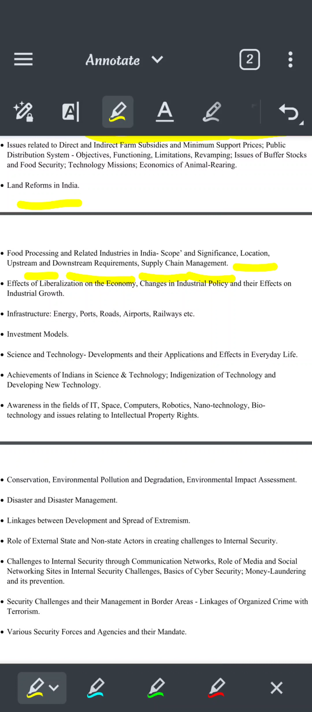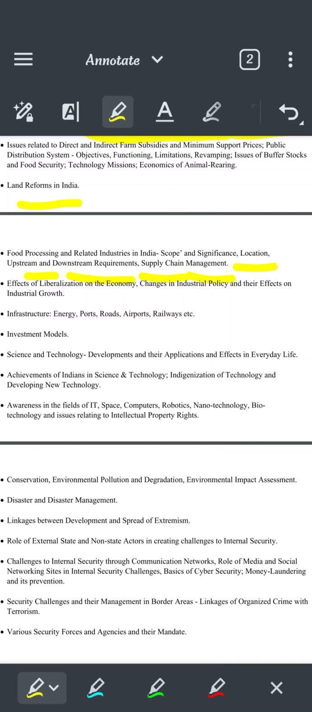And also supply chain management: how it helps to enhance the efficiency of the agriculture sector. What are the various issues associated with that, and how can those issues be solved with more participation of the private sector by enhancing the efficiency and productivity of the supply chain management ecosystem? So proper analysis is a must when you are studying a particular topic.